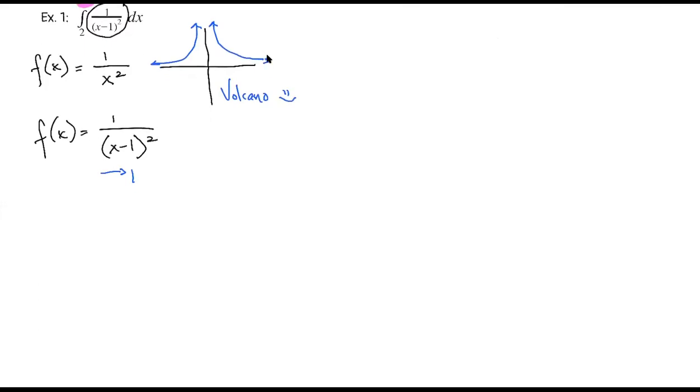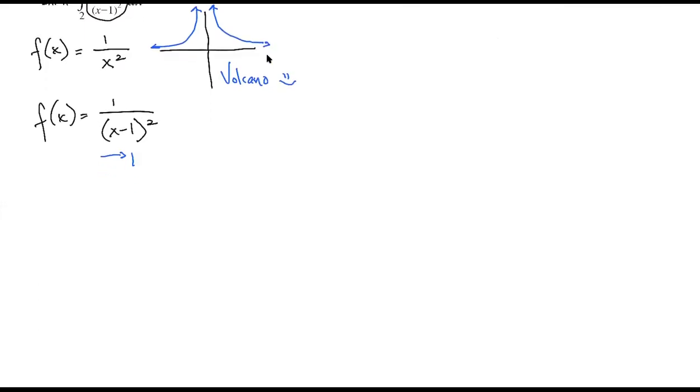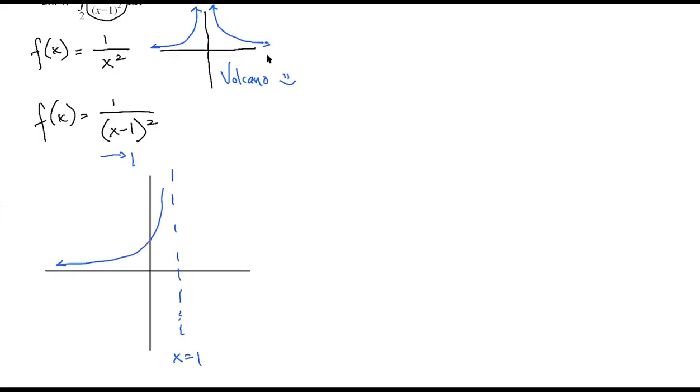And so now I'm going to draw a larger picture so we can see what's happening. I've got my x-axis, I've got my y-axis. I'm going to dot in the vertical asymptote this time at x equals 1. And then the rest of the function still looks like that volcano. It goes up, and then a second branch on the other side.